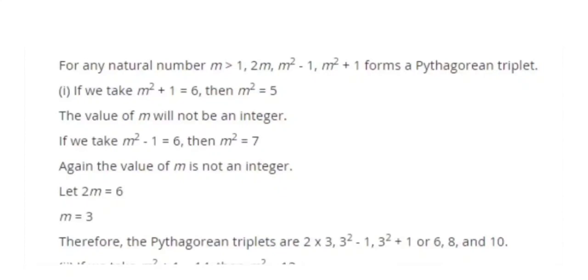Means take m square minus 1. m square minus 1 is equal to 6. So m square is equal to 7. Okay. Now again the value of m is not an integer. So let 2m is equal to 6. So m is equal to 3. So the Pythagorean triplets are 2 into 3, 3 square minus 1 and 3 square plus 1. So 2 into 3 is 6, 3 square is 9 minus 1, this is 8. And 3 square plus 1 means 9 plus 1. Answer is 10. So the numbers are 6, 8 and 10.